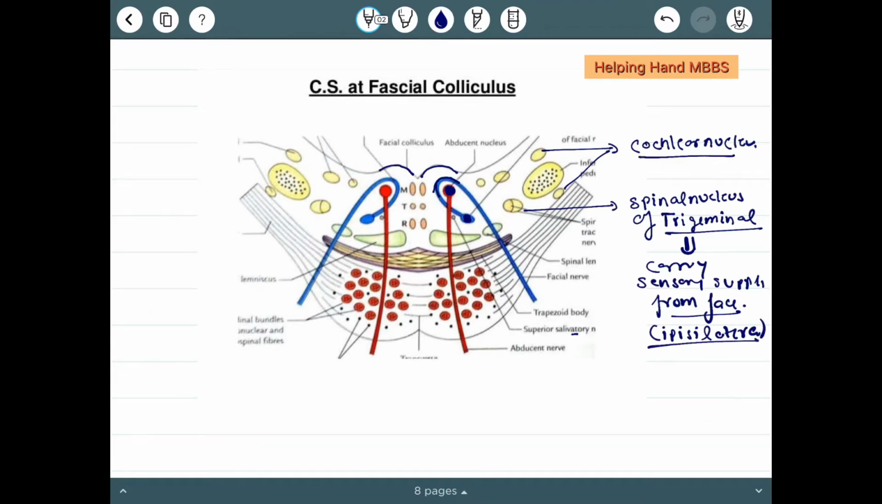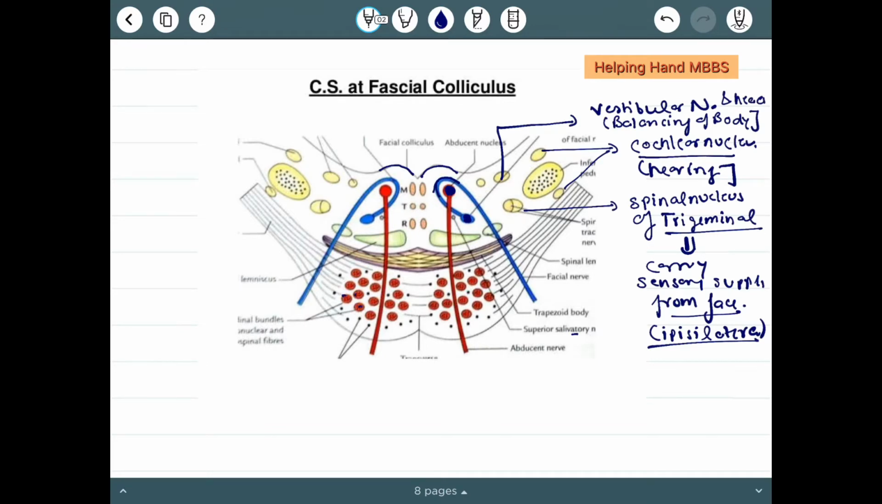This is the cochlear nucleus, associated with hearing, as we all know. It is very easy. Now this structure is our vestibular nucleus. The vestibular nucleus is also part of the vestibulocochlear nerve, and it is associated with the balancing of body and head. So this is the function of the vestibular nucleus.